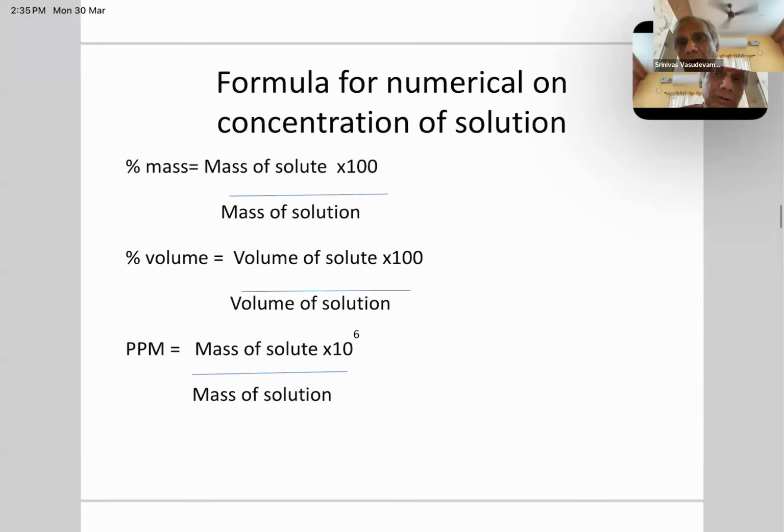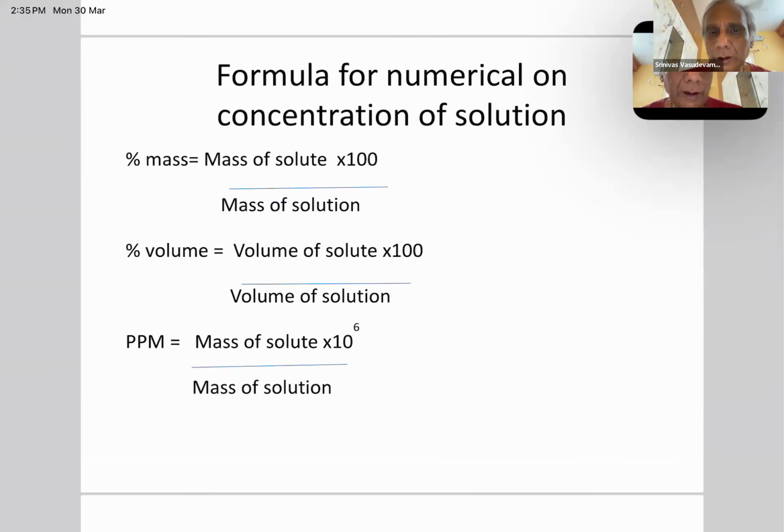Now let us see the formulas for finding the concentration of a solution, and we will do some numericals based on them. Percentage mass of solute is mass of solute divided by mass of solution into 100. Percentage volume of solute is volume of solute divided by volume of solution into 100. Parts per million is mass of solute divided by mass of solution into 10 power 6.